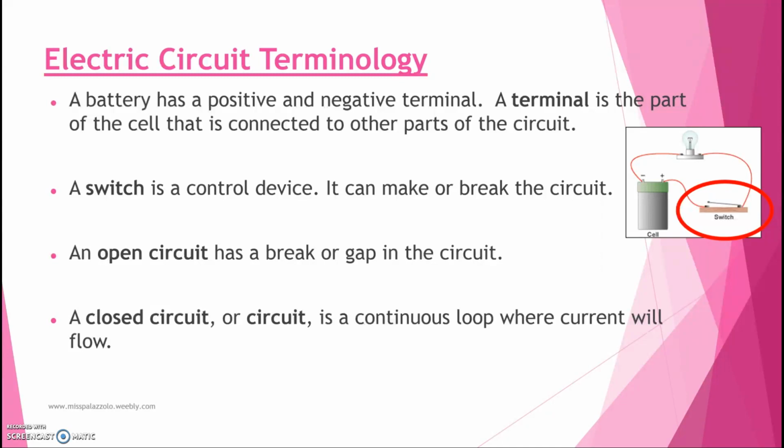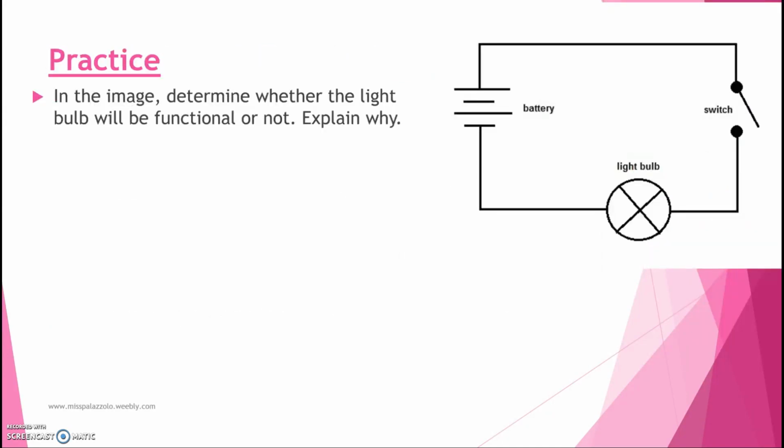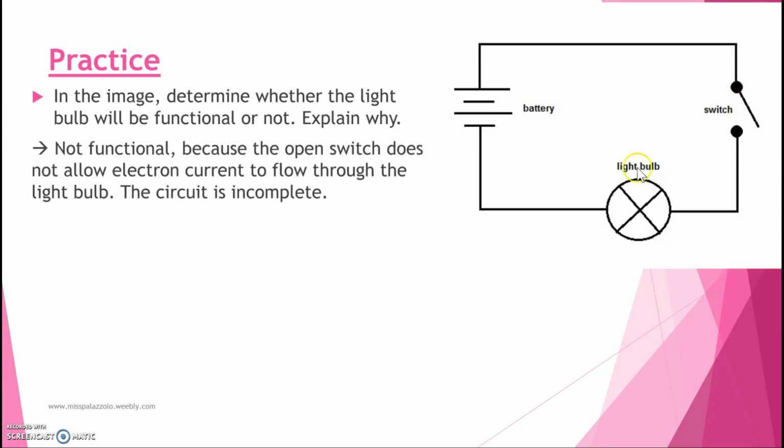So looking at the next image, can you determine whether the light bulb will be functional or not? It has something to do with the switch. If you take a look at the switch, this is an open switch. It's kind of like that bridge analogy we were talking about. The bridge is open. Can the cars travel across? Can they get across to the next side? No, they can't. So in this case, the light bulb will not light up because the electrons won't be flowing. It's not a complete circuit.